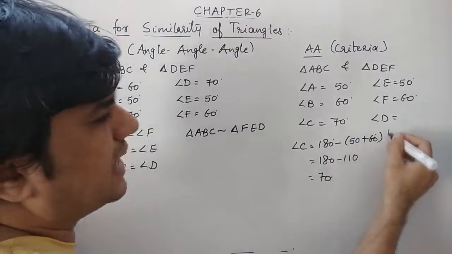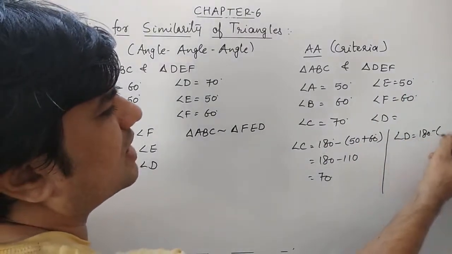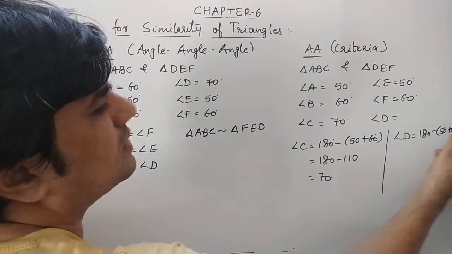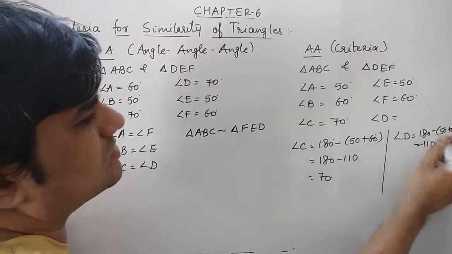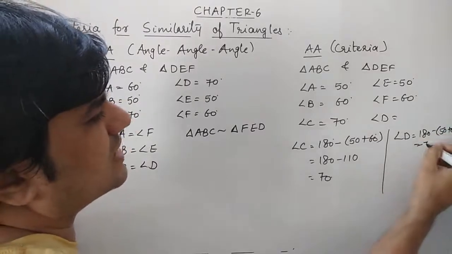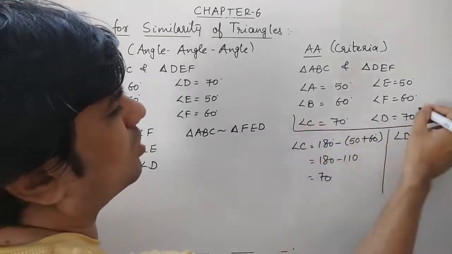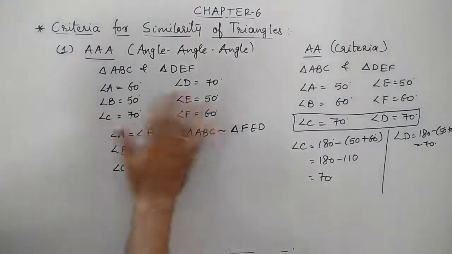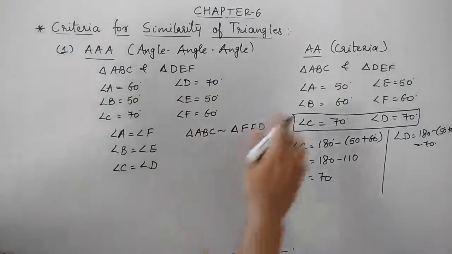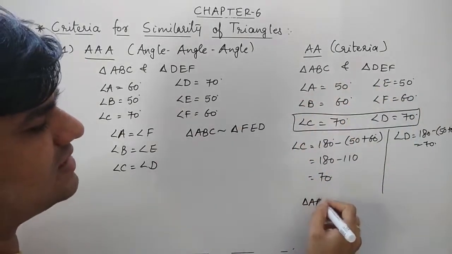Similarly, if I find angle D using the angle sum property, it would be the same. We can observe here, that also comes 110. 180 minus 110, that is 70. So we can say that the third one is automatically congruent. So there is no need to show all three angles every time. Suppose two corresponding angles are given, so automatically the third will be equal.